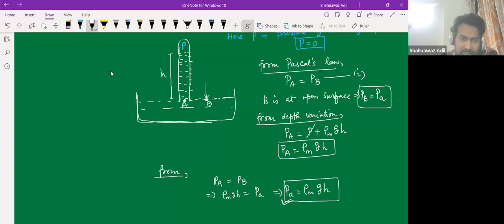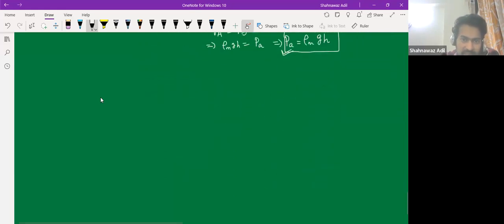Similarly, we have the manometer. Because we have very little time, I will just directly write, and I will not explain it. At some other time, because Elham has an exam tomorrow.